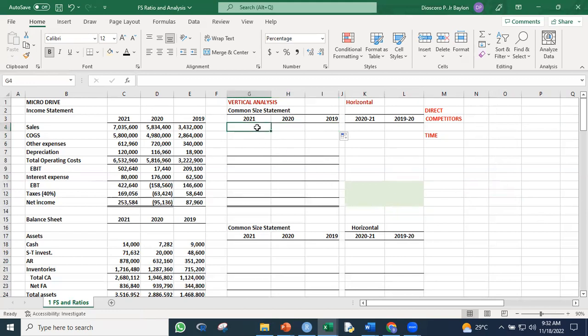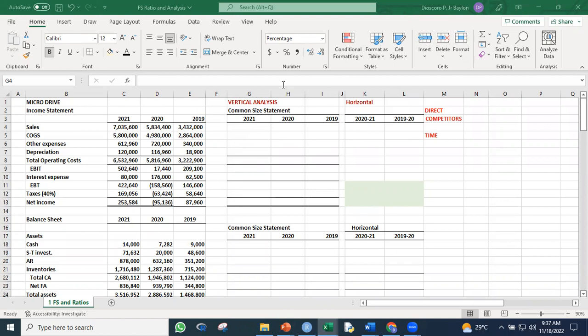Everything is expressed or divided or proportioned to sales. So for example, sales divided by sales. And then if I go down here, it should be cost of goods sold over sales. Going down here, it should be other expenses over sales. So what should be the Excel formula here? I'm going to give you a few seconds. Let me pause share for a while, pause recording. Please remind me. So we would want to generate here a formula so that if we copy this to the right, then everything will be expressed in terms of sales.